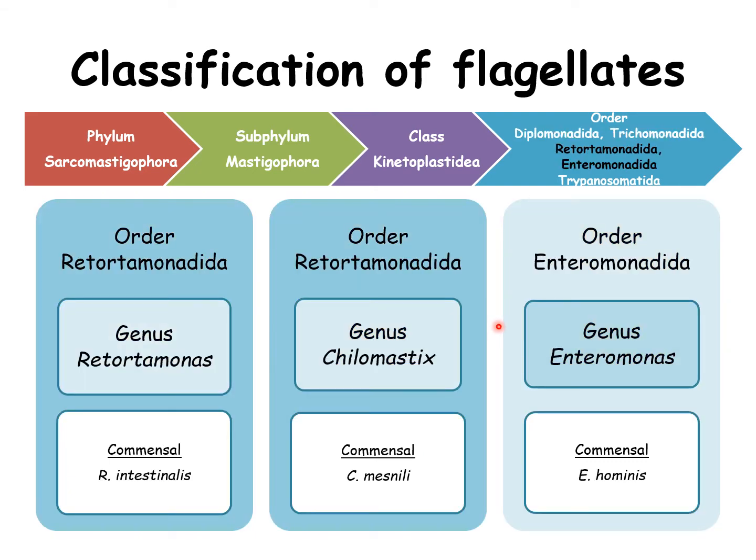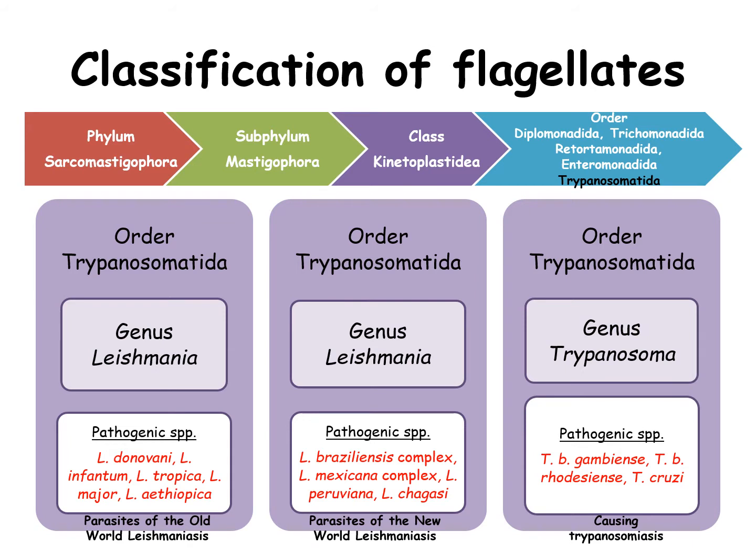Flagellates under Retortamonadida and also Enteromonadida are usually commensal organisms. The infamous pathogens under Trypanosomatida include Leishmaniasis and Trypanosomiasis. In the case of Leishmaniasis, it is usually imported cases in Malaysia due to the influx of immigrant workers from other countries. Trypanosomiasis is usually associated with animals such as cattle, buffaloes, deer, horses, and pigs.